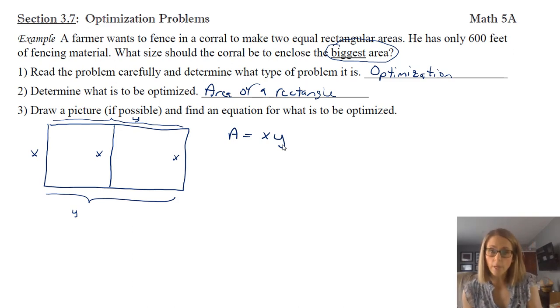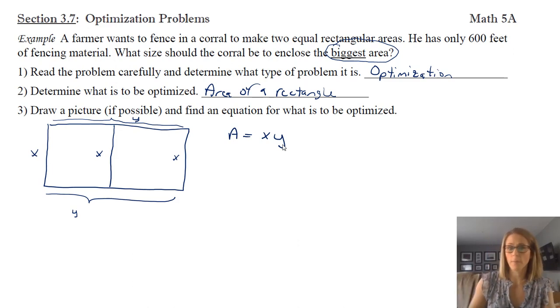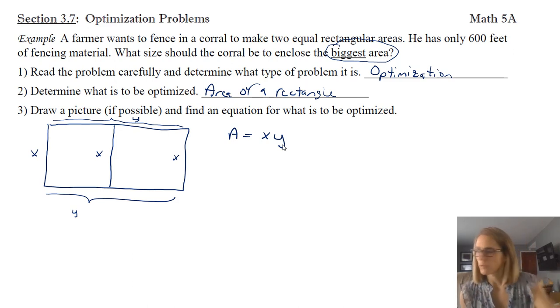And usually making it into one variable requires the use of something called a constraint. And the constraint is some other piece of information that's been given to you in the problem. In this case, we're told that we have 600 feet of fencing material. And if we weren't told that, well, we could build a corral that is as big as we want. I mean, we could make it 1,000,000 feet squared. So that constraint is what allows us to take our equation that we have, A equals x times y, and write it as A equals something times something, where both of those things are the same variable. Okay, so that's what we do in step 4. So I'll go to step 4.